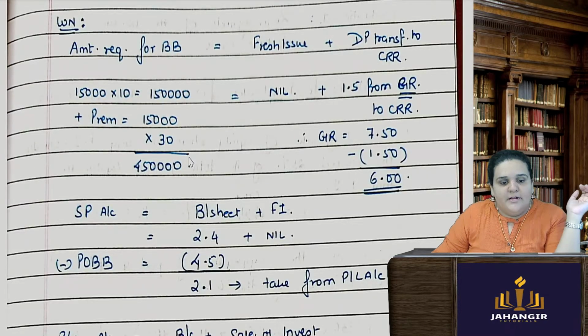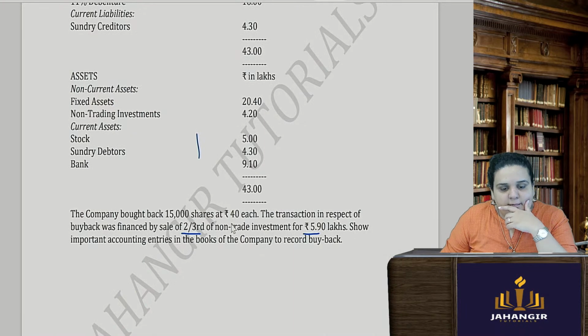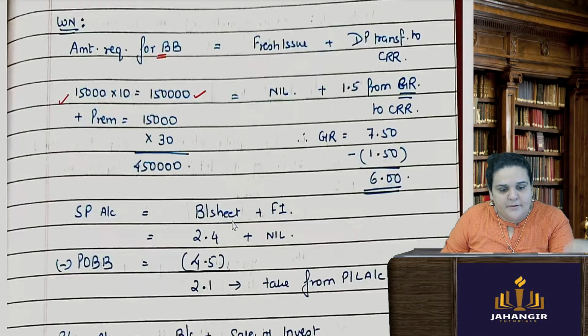Okay. First, the amount required for buyback. I am buying back 15,000 shares of rupees 10 each, 1,50,000. But the buyback price is 40. That means the premium is 30 rupees. So 4,50,000 I am supposed to give them as premium.